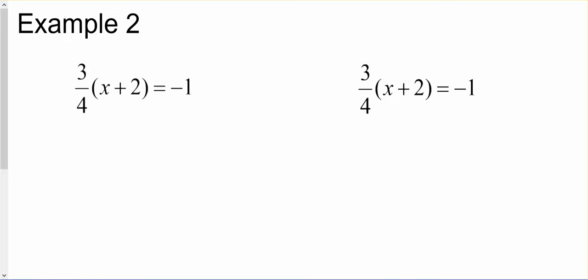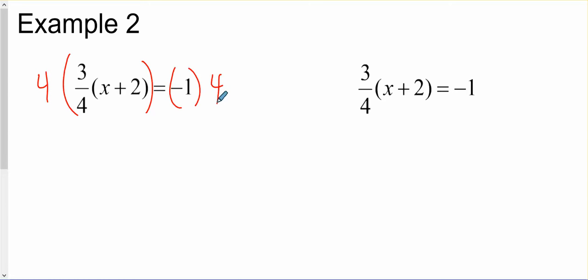Our next example, we've got a fraction out in front. So there's a couple different ways we can do this. First, we can multiply this entire equation by the denominator so that we're not dealing with a fraction anymore. And so here's what I mean by that. If I've got a fraction out in front, I can multiply this entire left side by 4. What I do to one side, I have to do to the other side. So I multiply this side by 4.